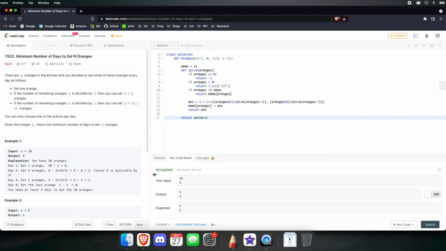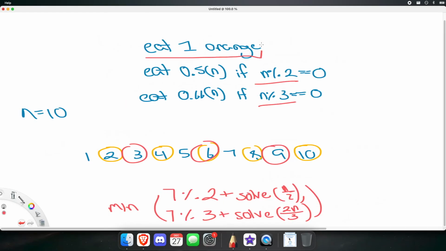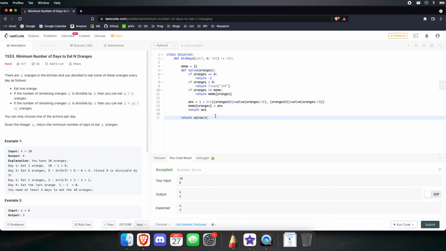But the only real trick to it was that we don't need to have this recursive call of just -1. For example, we don't need to do solve of oranges minus 1. This is completely unnecessary. Instead, what we can do is just take the modulo to see how many days are closest to an amount of oranges that's divisible by 2 or 3. And with that, we can solve the problem if we also take into account memoization.